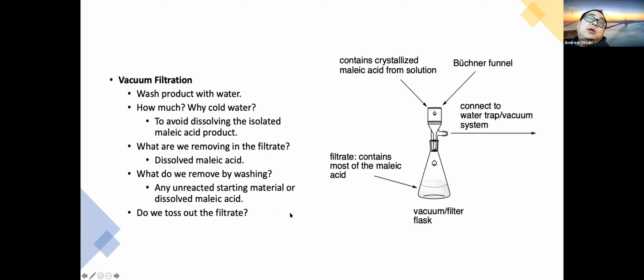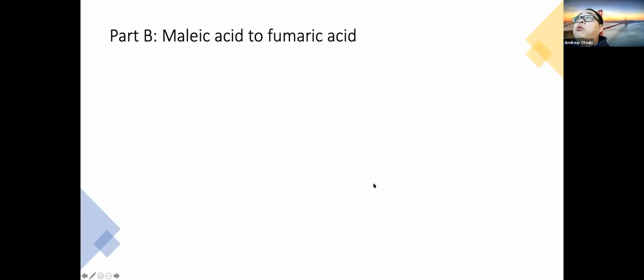I guess I asked it too early, but no, we do not toss out the filtrate because we're going to keep it to use it for the next reaction. Okay. So part B, now we're going to convert maleic acid to fumaric acid.